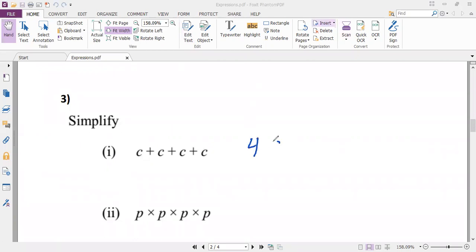Write 4c. And this one, I have p multiplied by p times p times p. They are like bases, and you know it's raised to the power of 1, power of 1, power of 1, power of 1. So we are going to write p, and then we will add powers 1 plus 1 plus 1 plus 1, it's 4. It's p raised to the power of 4. Because when multiplying like bases, just write the base and add powers. P is called the base. This is called power.